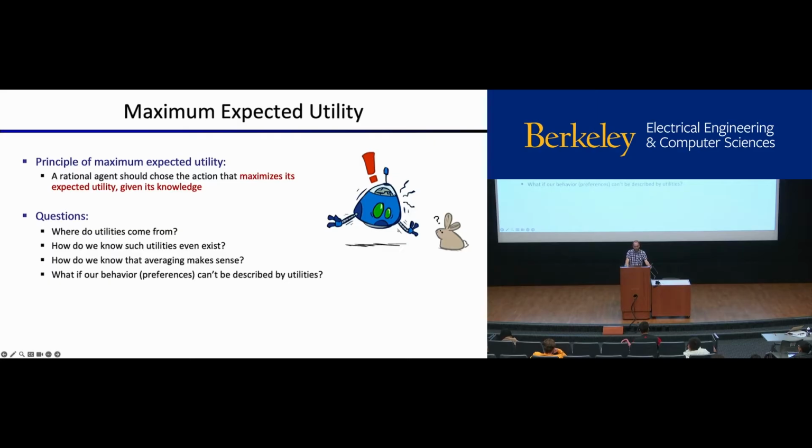OK, so some questions that we will get to. Where do utilities come from? How do we know such utilities even exist? How do we know that averaging makes sense? And what if our behavior or our preferences can't be described by utilities? So we'll turn to those questions in a minute.